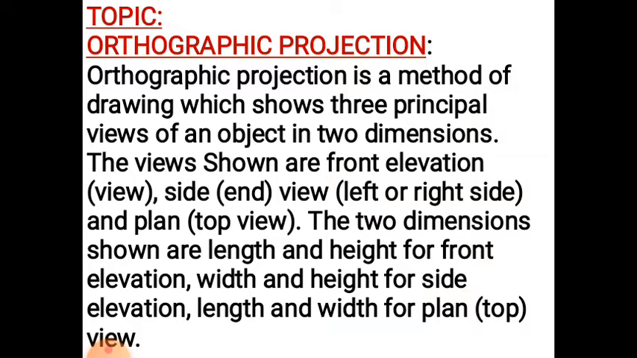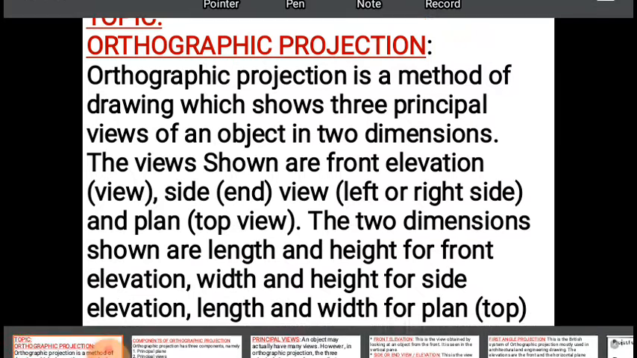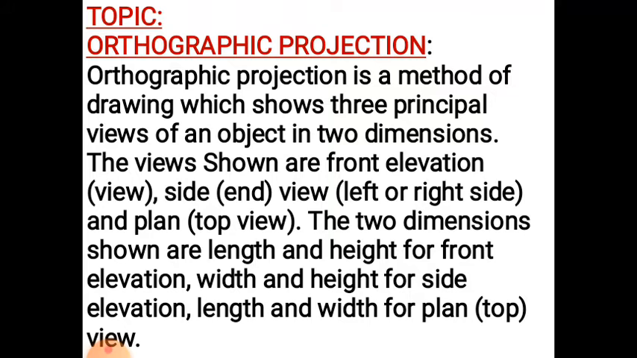Now, the views that are seen in the orthographic projection are the front view, which is front elevation, side or end view or end elevation, including the plan, which is also known as the top view. The dimensions that are shown here are the length and height for front elevation, width and height for side elevation, and length and width for plan or top view.